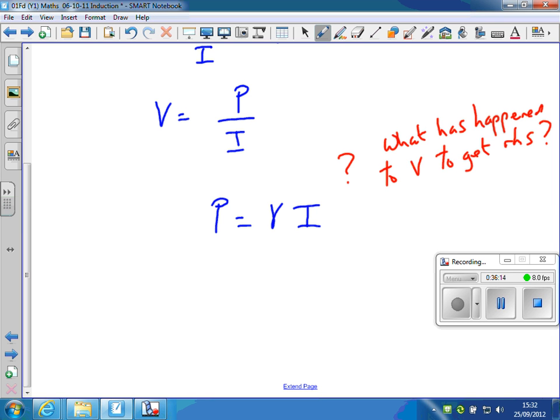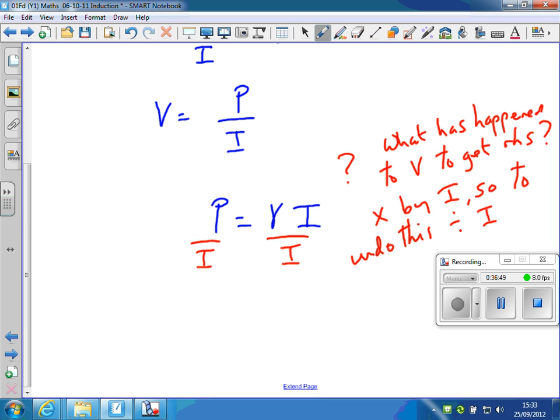So to get rid of it, do the opposite. To get rid of times by I, or undo this, divide by I. That's another way of thinking about it, but the overall effect is the same thing. If I divide by I, I must divide the other side by I. So in other words, I divide both sides by I, and that gets rid of the times by I.